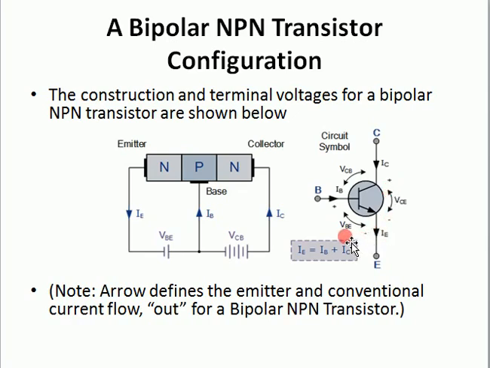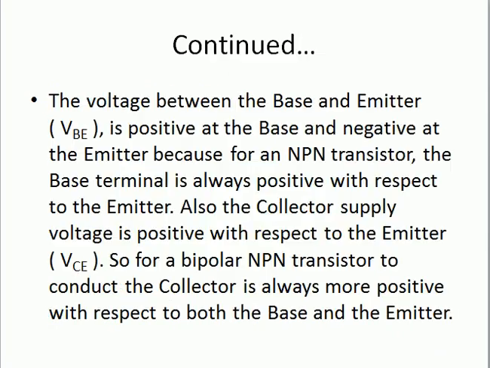Now see this is VBE. Base comes first, so the base is positive and the emitter is negative. Now VCB: collector comes first and base later, so C is positive and B is negative in this case. Also we know that IE is equal to IB plus IC, where IB is very small in magnitude. So the arrow defines the emitter and the conventional current flow, which is out for a bipolar NPN transistor. So this is basically the configuration of an NPN transistor.